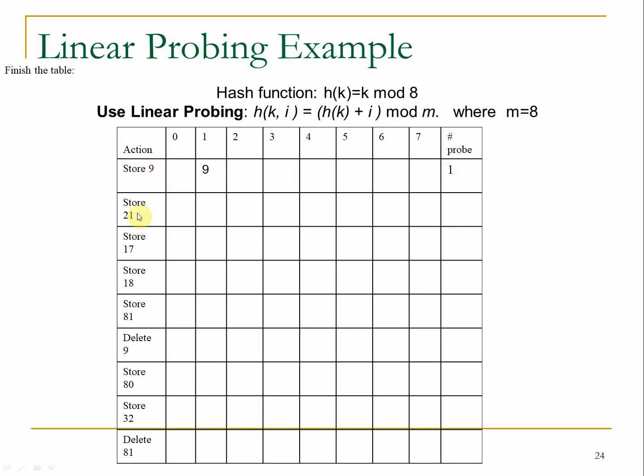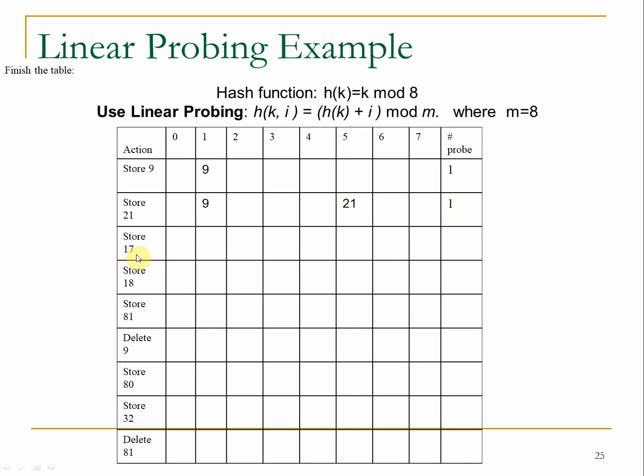So that is the first operation. The next value would be store 21. When we want to store 21, 21 mod 8 equals 5. Again, if you have any doubts why 21 mod 8 equals 5, try to find out correctly. You can see that originally 9 already occupied the index of 1, and it doesn't matter because the value 21 maps to the index of 5, and it is available, so we can put 21 into that location, and therefore the number of probing equals 1 as well.